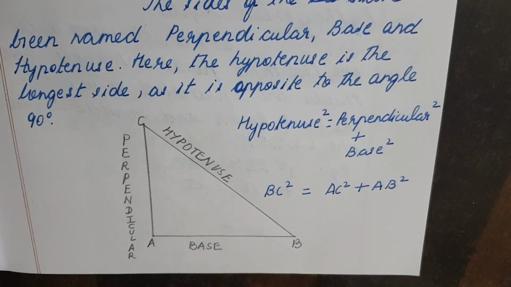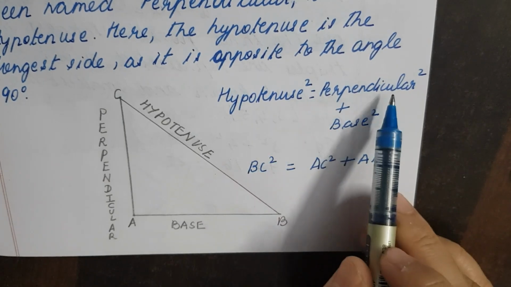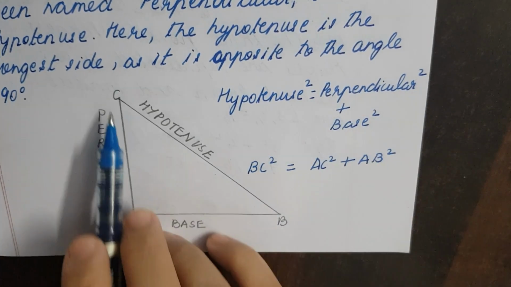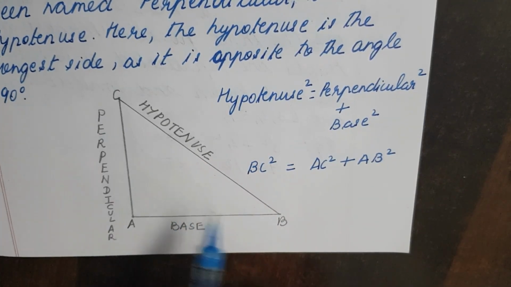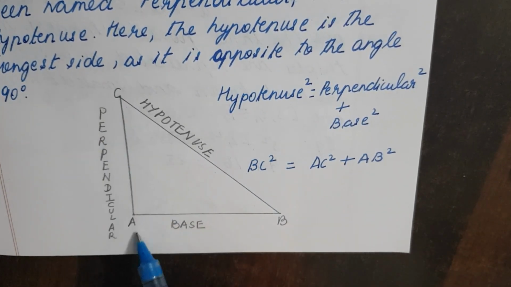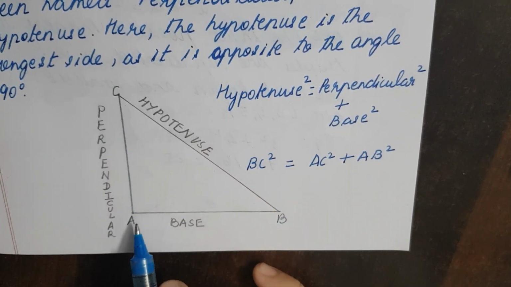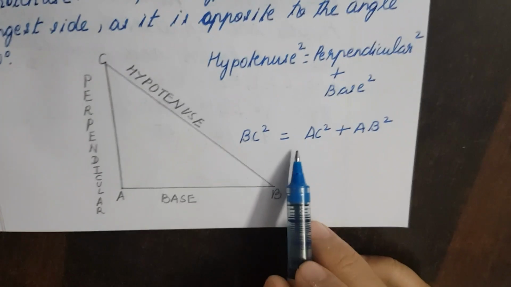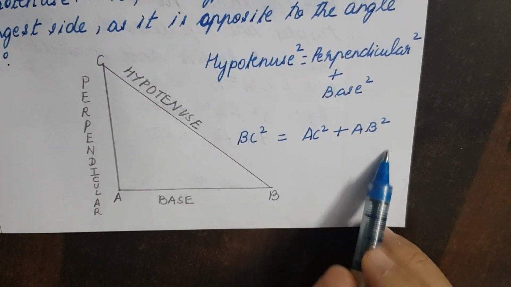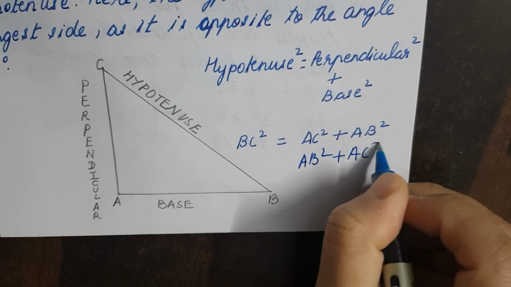ஸோ இதுதான் Pythagorean theorem. Okay, so இப்போ ஃபார்முலா பாருங்கள், hypotenuse square is equal to perpendicular square plus base square. Name கொடுத்துருக்காங்க for hypotenuse, it is BC. So அதனால BC square for hypotenuse. Perpendicular என்ன side கொடுத்துருக்காங்க, it is AC. And then for base it is AB. So BC square is equal to AC square plus AB square. It can also be written as AB square plus AC square.